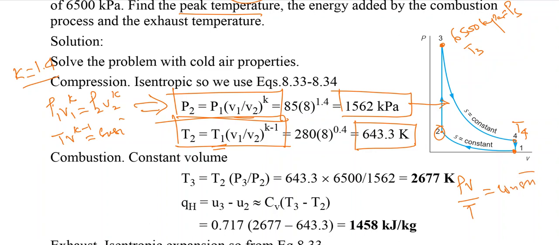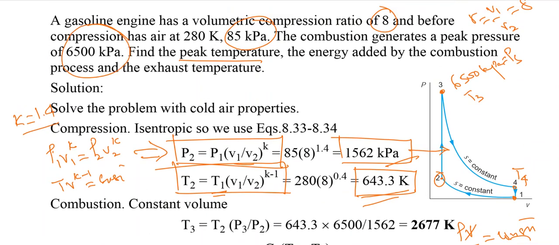So from the ideal gas equation, if the volume is constant from 2 to 3, then we have the process P by T equal to constant. So from 2 to 3 we can write P2 by T2 would be equal to P3 by T3. In this equation, we know the pressure P2, which has already been found out, we know the temperature T2, and we know the pressure P3, which has been given over here, which is equal to 6,500 kilopascal.